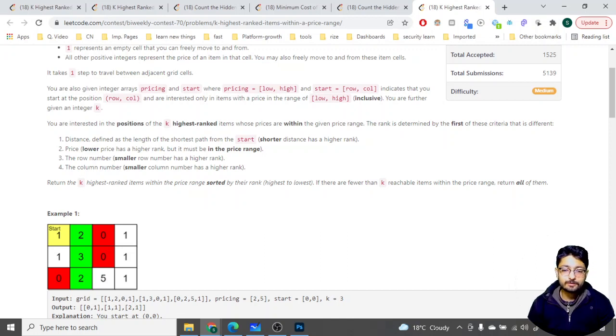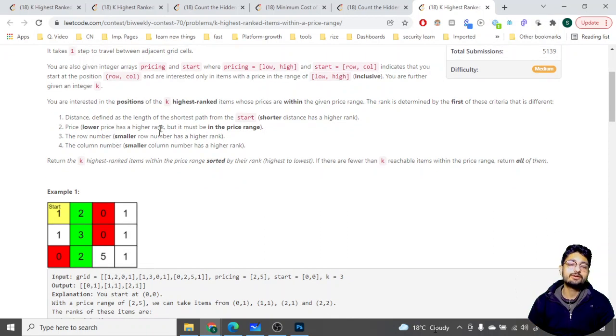You are further given an integer k. Now you are interested in the positions of the k highest ranked items, those whose prices are in the given range. So you actually want the k highest ranked items among all of these items, the ones in green, the values that are greater than 1. Among all those items you want the k highest ranked.